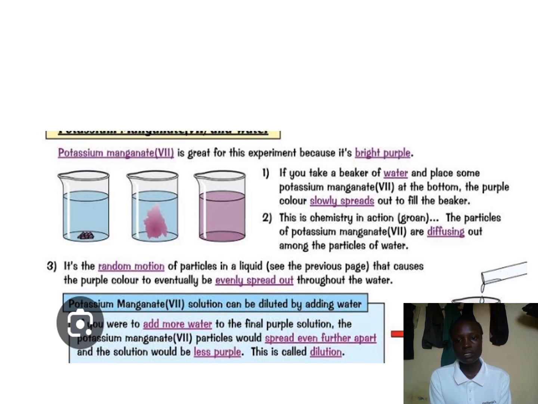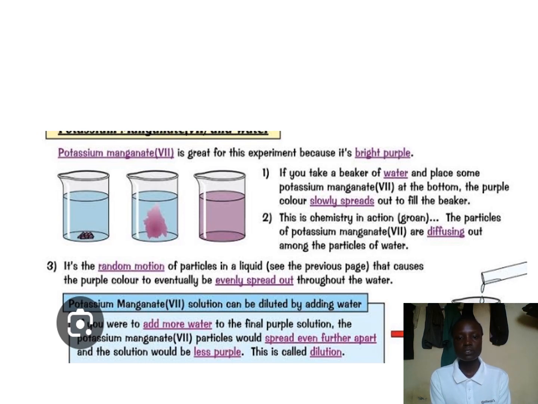This is chemistry in action. The particles of potassium manganate(VII) are diffusing out among the particles of water. It's the random motion of particles in a liquid that causes the purple color to eventually be evenly distributed throughout the water.